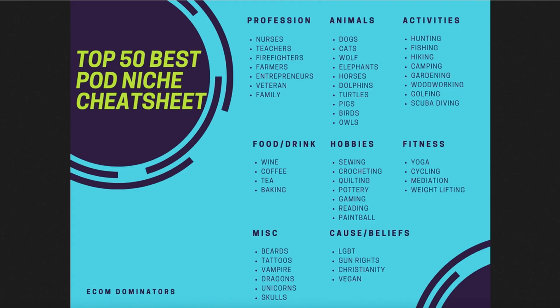Here's my cheat sheet, the top 50 best POD niche cheat sheet. Again, I separated them into different categories. You don't have to pick from here. This is for someone who has no idea, maybe wants some inspiration as to what type of category they want to get into. So I separated them into profession, animals, activities, fitness, even miscellaneous. If there is something that you feel you're passionate about or interested in getting into, go ahead and create a store that is focused on one of these categories.